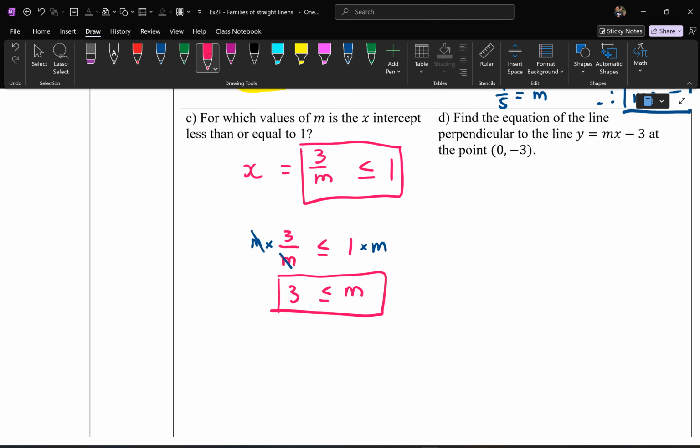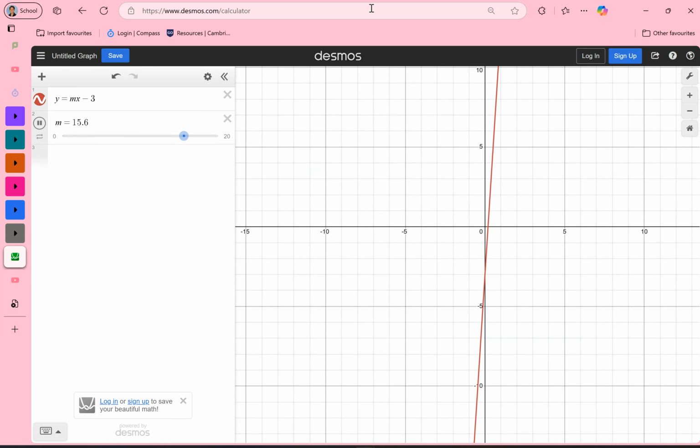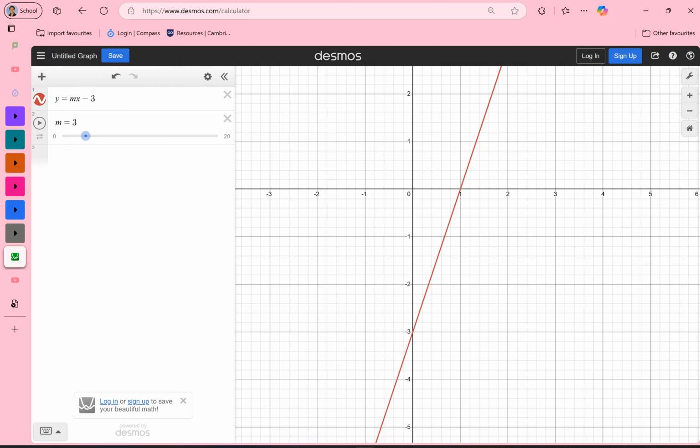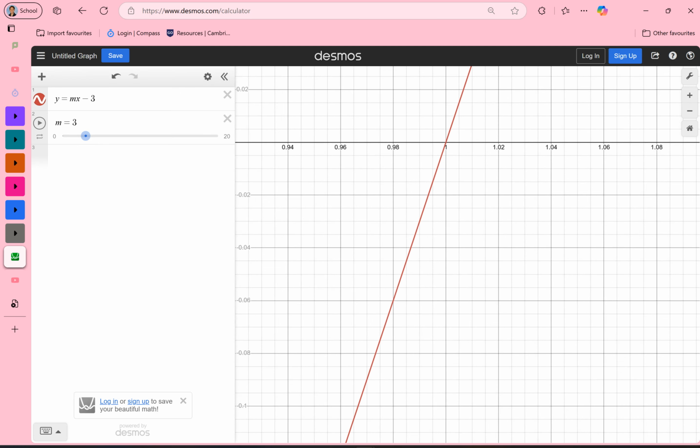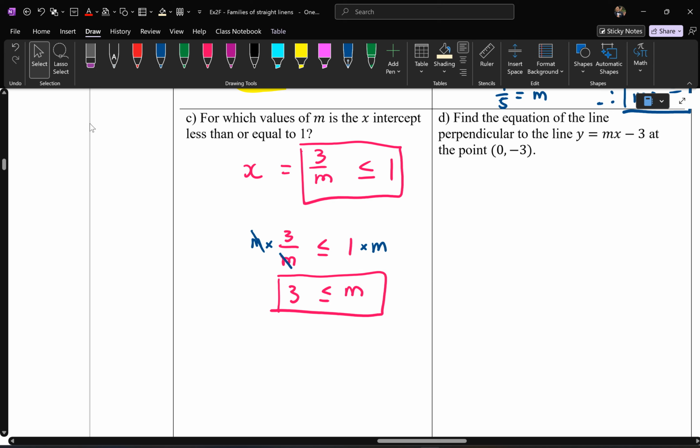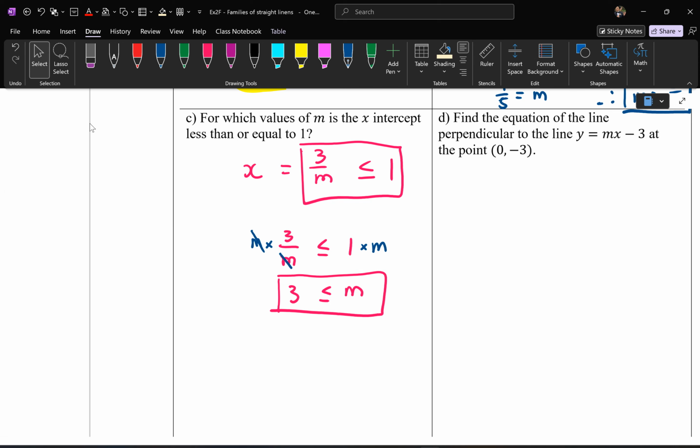Because remember, this represents the x-intercept. And you're saying, I want the x-intercept to be less than or equal to 1. So let's see if it's true. Let's go to our Desmos. So where's 3? If I go to 3, if I made m equals to 3, let's have a look at the x-intercept. Oh, look at that. So beautiful. It crosses exactly at 1 because 3 divided by 3, if the gradient is 3, then 3 divided by 3 is 1. True? Because the formula says, whatever the gradient is, 3 divided by that. So if you want 1, well, 3 divided by 3 is going to give you 1. But how are you going to get less than 1?